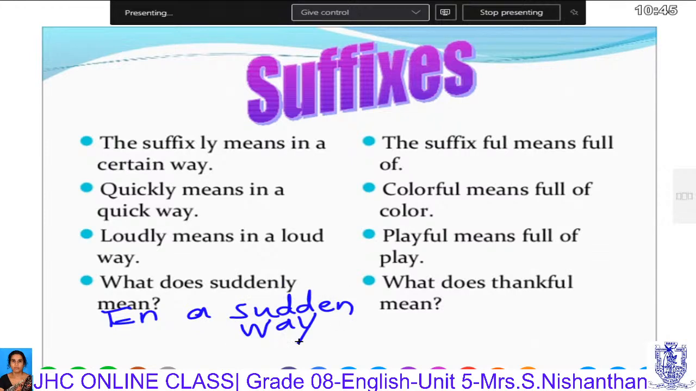The suffix ful means full of. F-U-L, single L, not double L. Right? Ful means full of. Colorful means full of color. Playful means full of play. So what does thankful mean? Full of thanks. Right? When we add ly, it changes to an adverb, and when we add ful, it changes to an adjective.